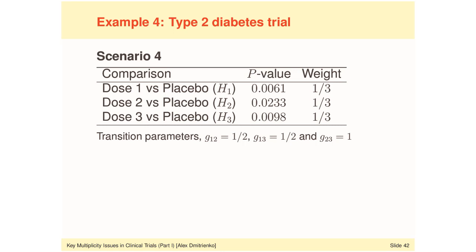We're going to assume that G12 is equal to 1/2, G13 is equal to 1/2, and finally G23 is equal to 1. That means that after we reject the null hypothesis of no effect at the high dose, which is dose 1, then the resulting significance level is going to be split equally between the hypotheses H2 and H3. And finally, G23 is equal to 1 simply because all alpha will be transferred from dose 2 to dose 3 after a significant effect at dose 2 is established.